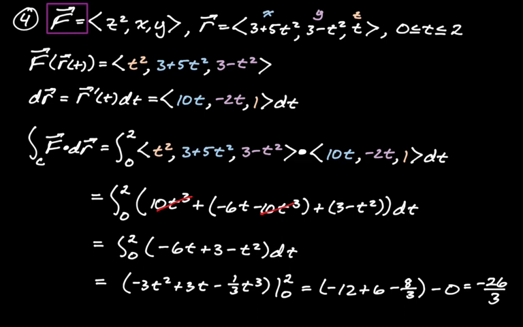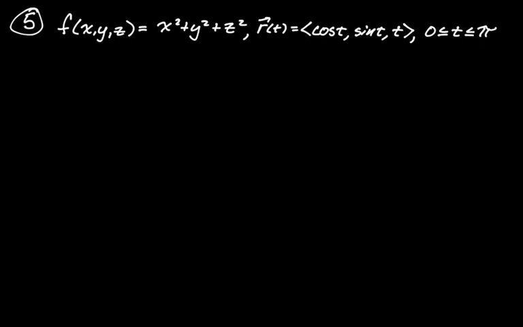All right, let's do one more in this video. Number 5, f of x, y, z is x squared plus y squared plus z squared. r is cosine t, sine t, t, and t goes from 0 to pi. First thing you want to notice, this is a scalar, right? That's telling you what to do.